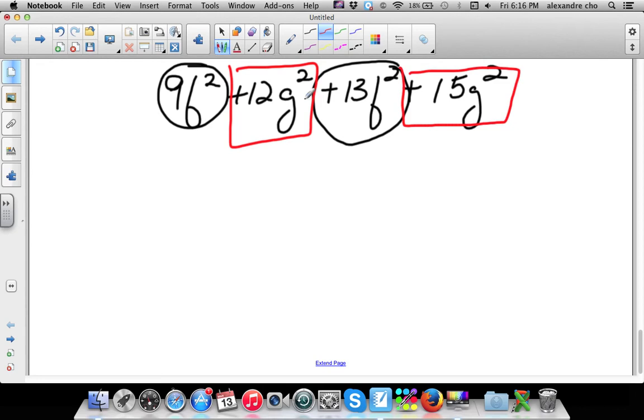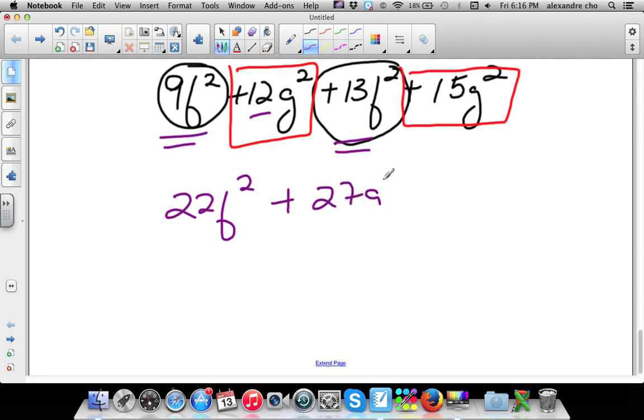Okay, so this is nice and simple because we're just adding, there's no subtraction here. So 9 and 13 gives you 22f squared. And 12 and 15 is 27, so that gives us 27g squared. We got two more.